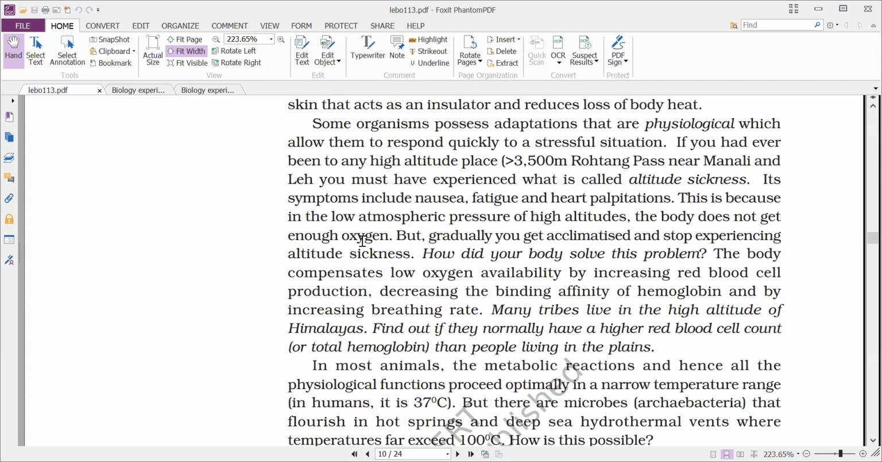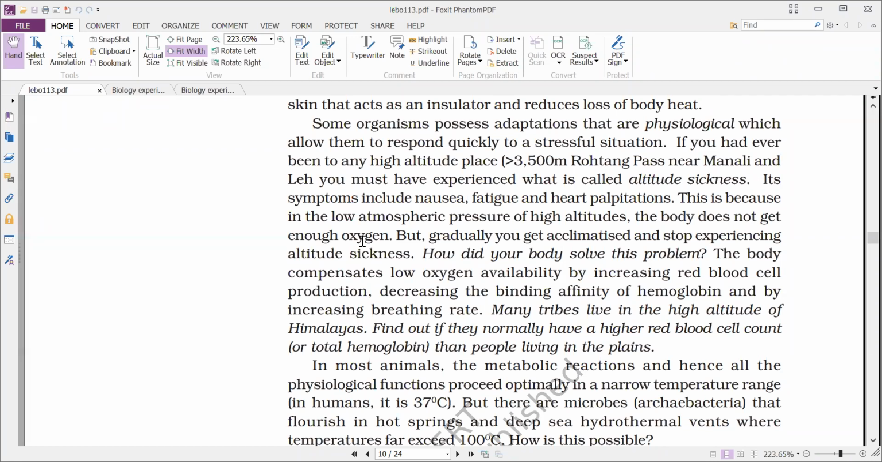The same we can see in the case of higher altitudes also. A person who is not supposed to live at higher altitudes, who usually lives in the plains, experiences high atmospheric pressure, so enough oxygen is available. But when he moves to higher altitudes, the atmospheric pressure is low and oxygen availability is less, so altitude sickness is observed. How does your body solve this problem? The body compensates for low oxygen availability by increasing red blood cell production.